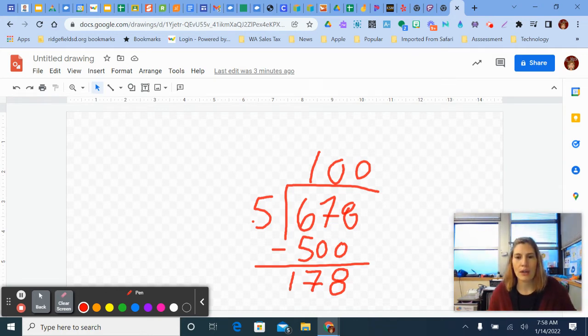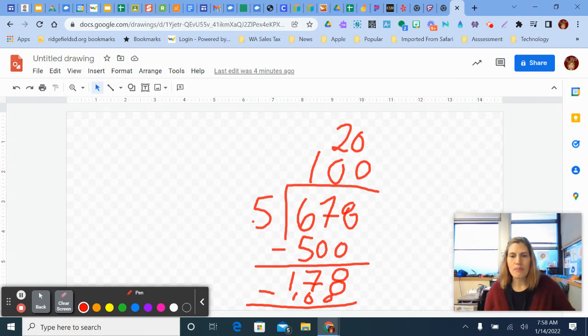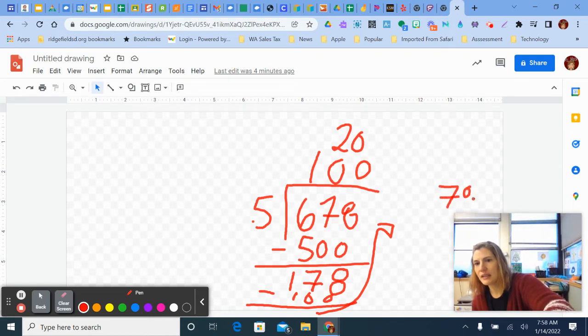So now I have to figure out, does 5 go into 178? Not perfectly, but about how many times? Well, I know that 5 times 20 is 100. So let's go ahead and go with that. So 5 times 20, and that would be 100 down here. And then I'm going to subtract. Now you can notice Miss Mac has run out of space. I'm just going to go ahead and draw it over here. Okay, so now when I subtract it, I have 78 left.